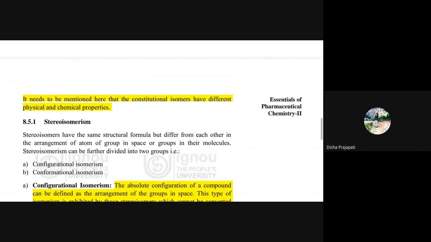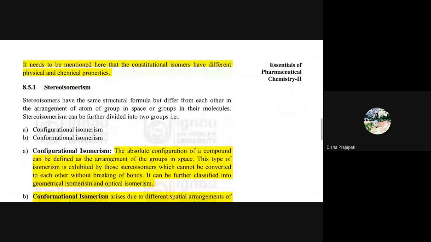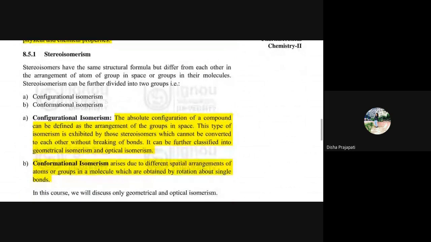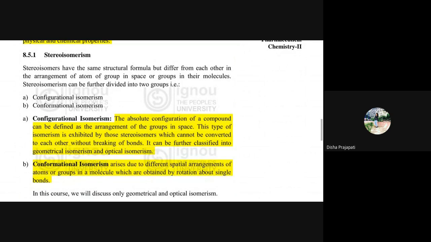It needs to be mentioned here that the constitutional isomers have different physical and chemical properties also. Then the second type of isomerism is stereoisomerism. Stereoisomerism can be configurational or conformational. Configurational isomerism, the absolute configuration of a compound can be defined as an arrangement of groups in space. This type of isomerism is exhibited by those stereoisomers which cannot be converted to each other without breaking of bonds. It can be further classified into geometrical isomerism and optical isomerism.